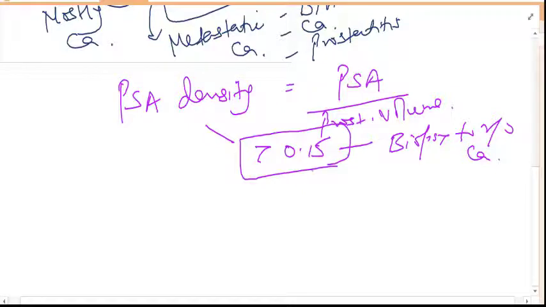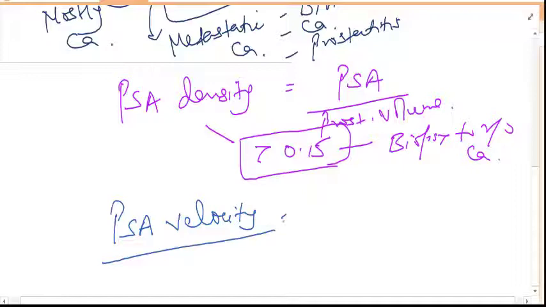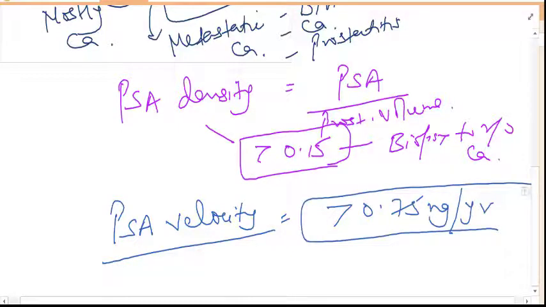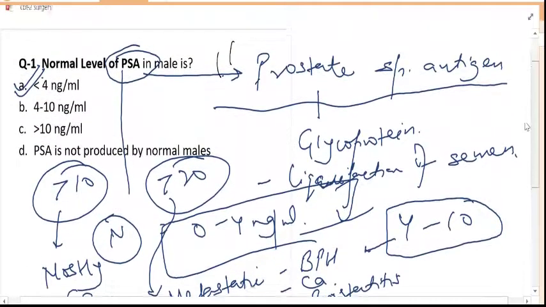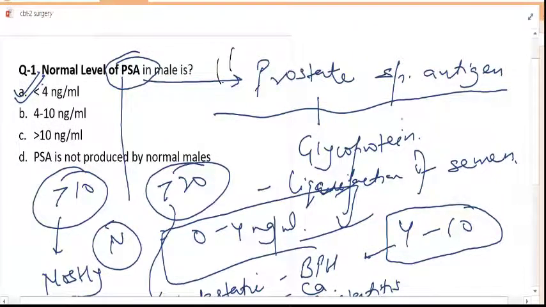More than 0.15, biopsy. Another important thing about PSA is PSA velocity. That is, what is the rate at which PSA is increasing every year. So if it is more than 0.75 nanogram per year, again it signifies it is basically a marker towards malignancy. So again, you have to rule out malignancy by doing a biopsy. So that is the important thing about PSA, the normal values, what is PSA density and what is PSA velocity. In our question answer, the normal value will be less than 4 nanogram.